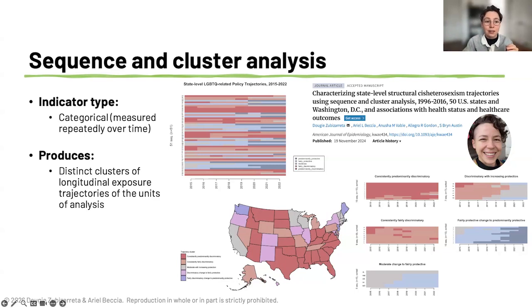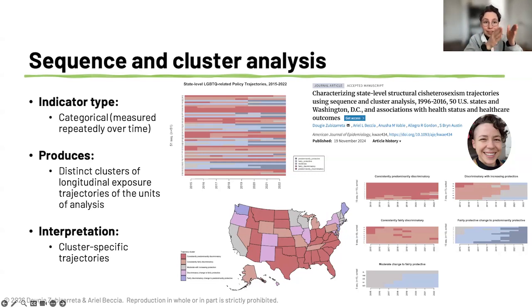So a different way of saying that is essentially what we end up with are these clusters of trajectories shown in the bottom right-hand corner, where we have all 50 states plus DC divided into these 5 different clusters. In order to understand the figure in the bottom right, it's helpful to first see the one in the middle. What is happening there is each state has a row and their trajectory is that row from point one, which is 2015, year one, up through 2022.